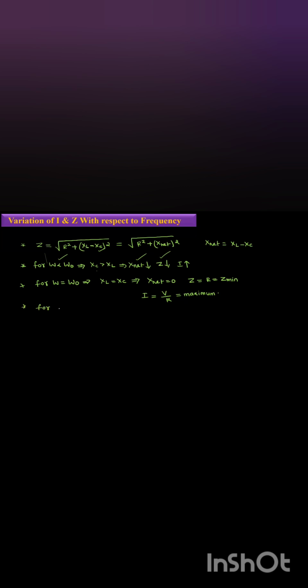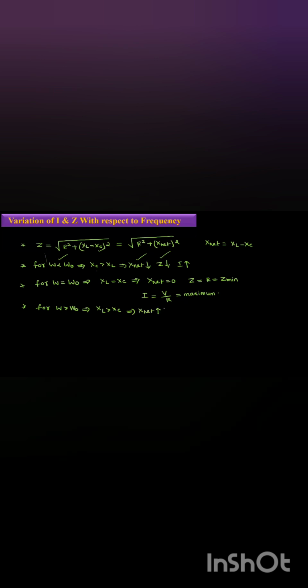What about for omega greater than omega naught? Which is greater? XL greater than XC. If XL is greater than XC, X net is increasing. If X net is increasing, what about the Z, students? Increasing. What about I? Reducing. Now, with this knowledge, Z is increasing and I is reducing, so you draw the characteristics.